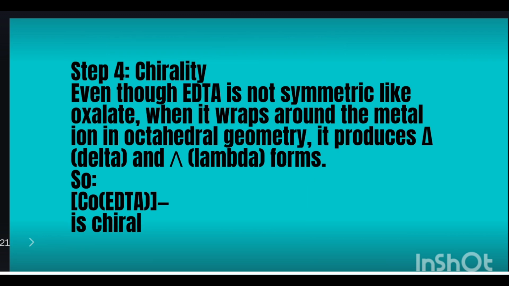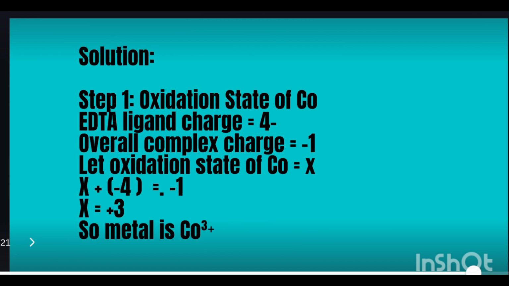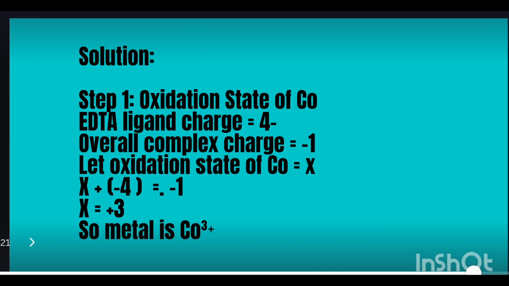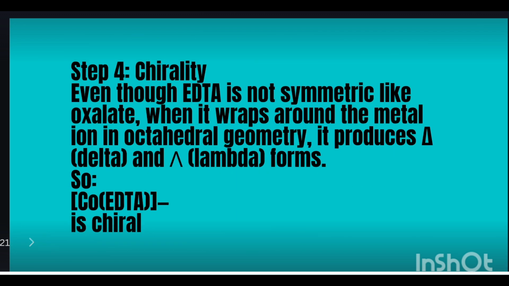In step 4, we'll see the chirality. Even though EDTA is not symmetric like oxalate, when it wraps around the metal ion in octahedral geometry, it produces delta and lambda forms. So Co-EDTA minus is chiral. So option B, Co-EDTA minus is diamagnetic and chiral. Option B is the correct one.